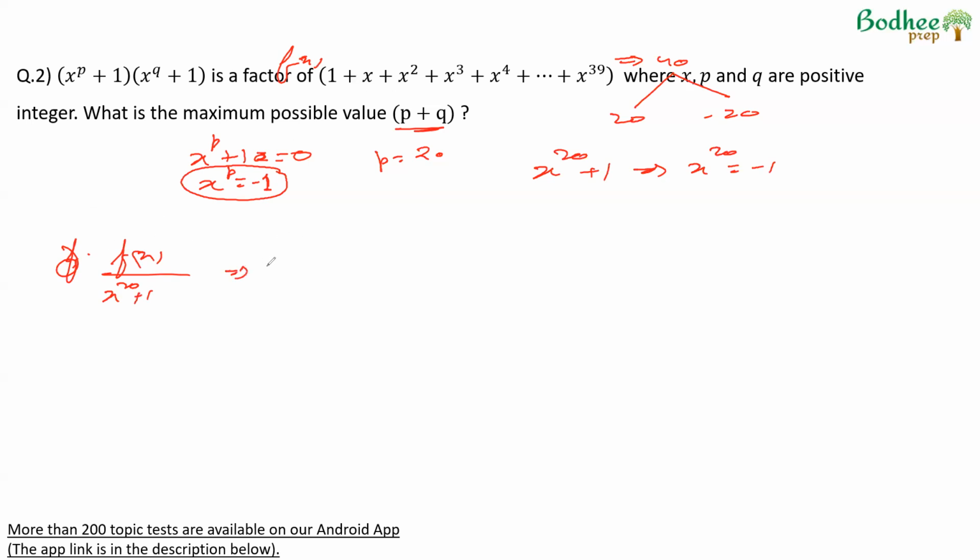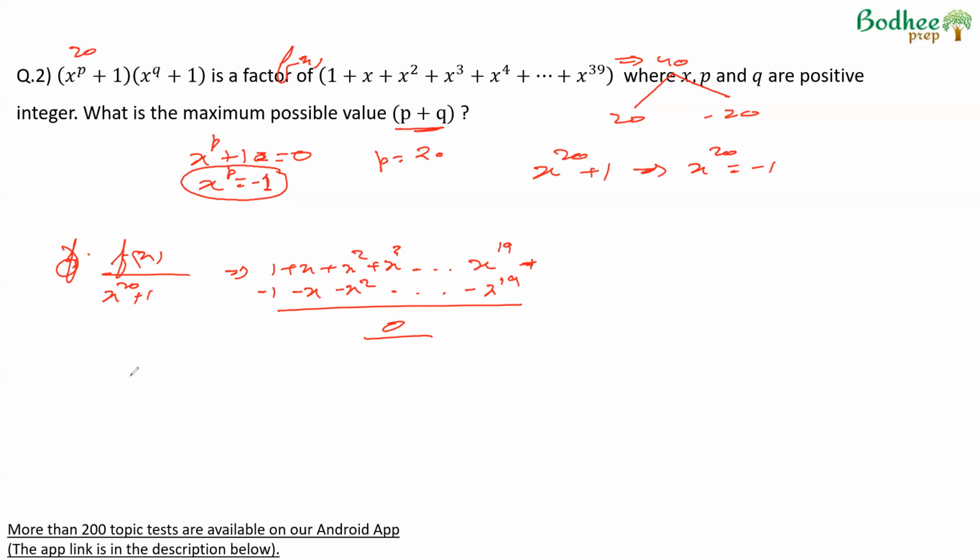Using the remainder theorem, we'll have 1 plus x square plus x cube and so on till x raised to power 19. From here, x raised to power 20 will be -1. x raised to power 21 will be minus x. x raised to power 22 will be x raised to power 20 into x square, so minus x square, and so on. The last term will be x raised to power 20 into x raised to power 19, so minus x raised to power 19. All these terms will cancel out and therefore the remainder will be 0. Therefore, f(x) is divisible by x raised to power 20 plus 1.